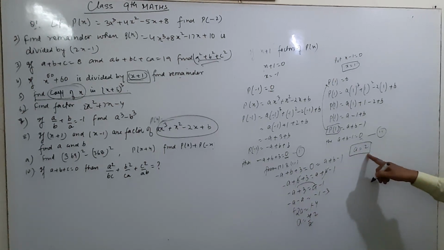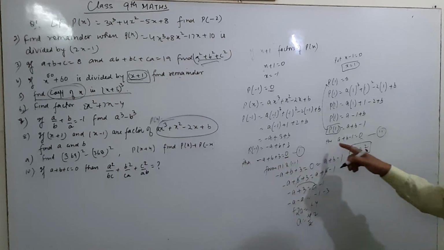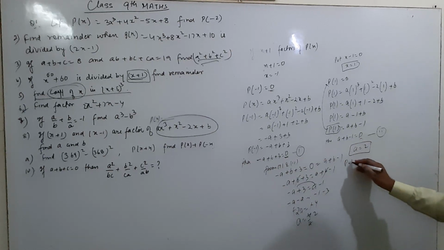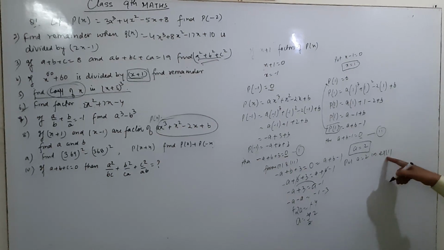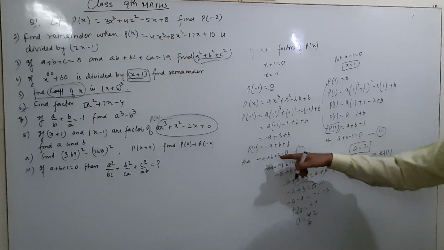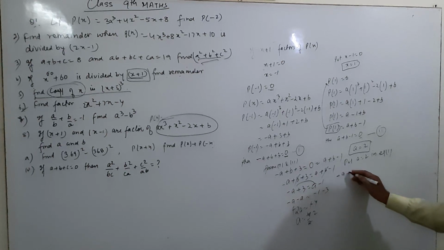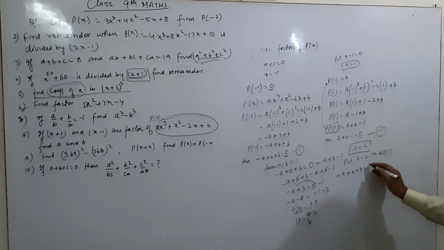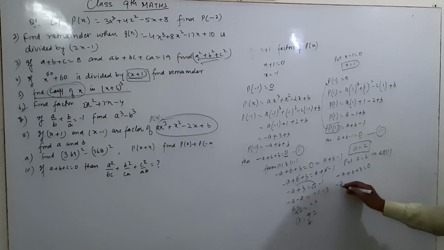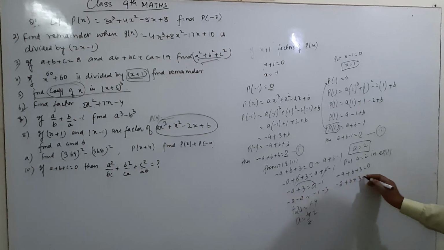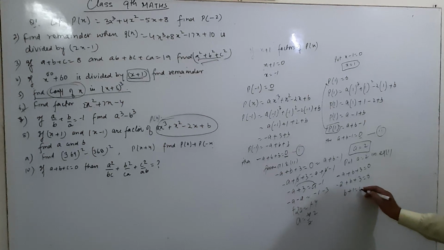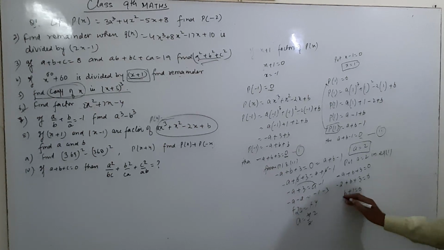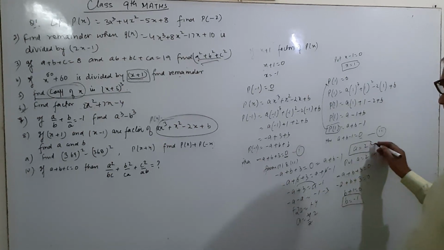And then put the value of A in equation first or in equation second. Put A equal to 2 in equation first. You can put in first or in second; I am putting in first. Minus A plus B plus 3 equal to 0. A is 2, so minus 2 plus B plus 3 equal to 0. 3 minus 2, B plus 1 equal to 0. So B is equal to minus 1. This is your answer. This is A and this is B.